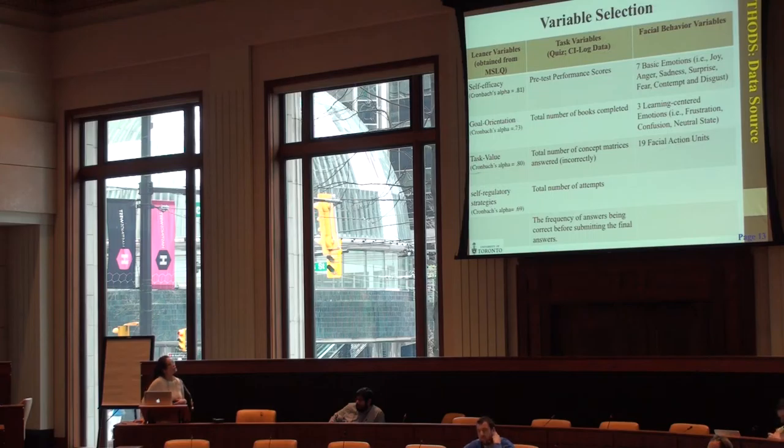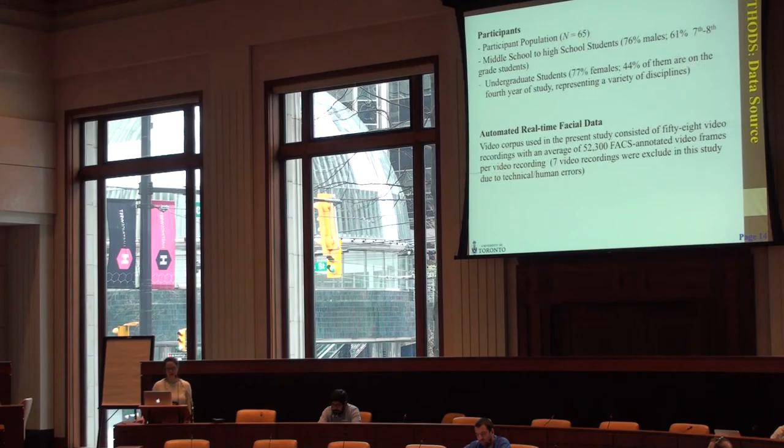And in terms of the task variables, we used the pre-test scores, and the four variables in the second column are actually from the computer log data. We also have the facial behavior variables, which include seven basic emotions: joy, anger, sadness, surprise, fear, contempt, and disgust, and three learning-centered emotions: frustration, confusion, and neutral state, plus 19 facial action units. Those are the different sets of data.